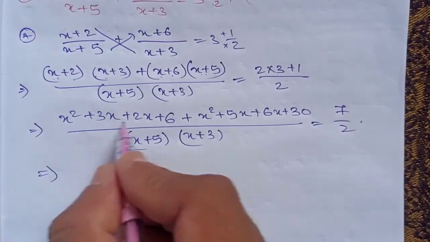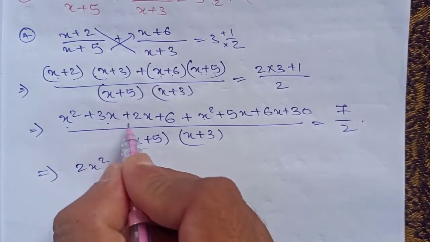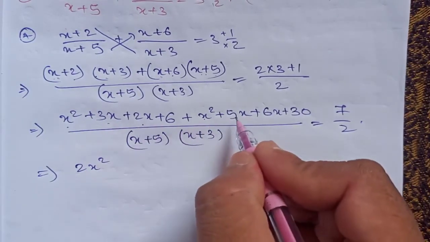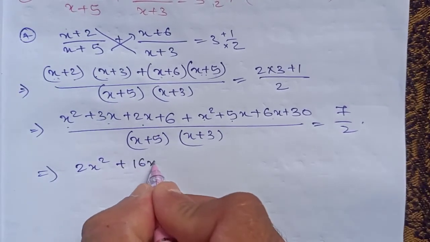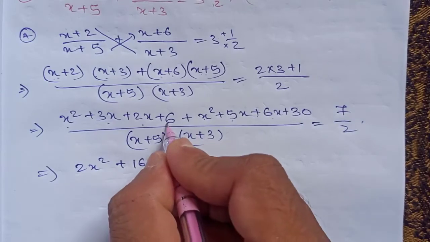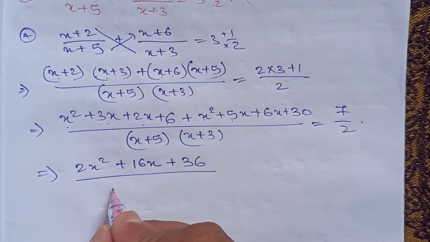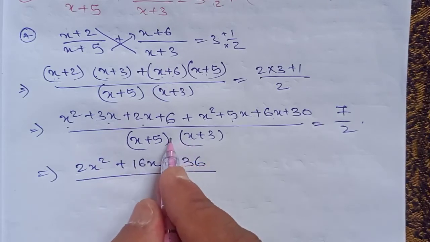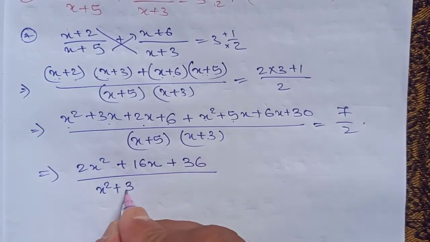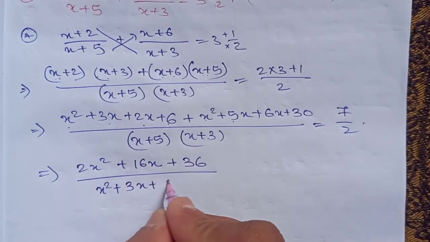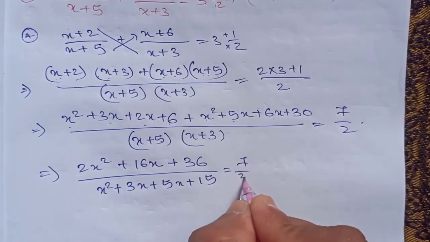Now solve the numerator: x square plus x square is 2x square, 3x plus 2x is 5x, 5x plus 5x is 10x, 10x plus 6x is 16x, plus 30 plus 6 is 36, divided by the multiplication of these two denominators. So x square, plus x into 3 is 3x, plus x into 5 is 5x, plus 5 threes are 15, equals 7 by 2.